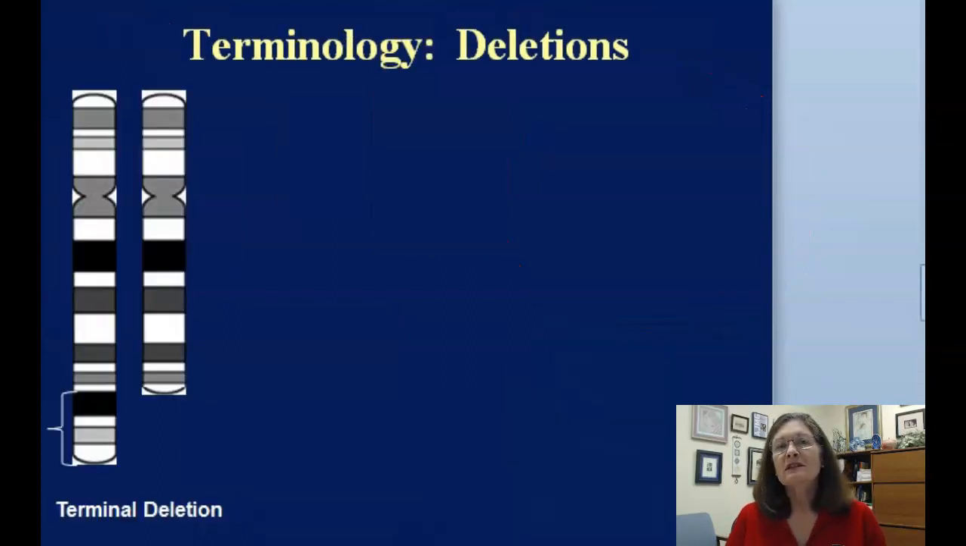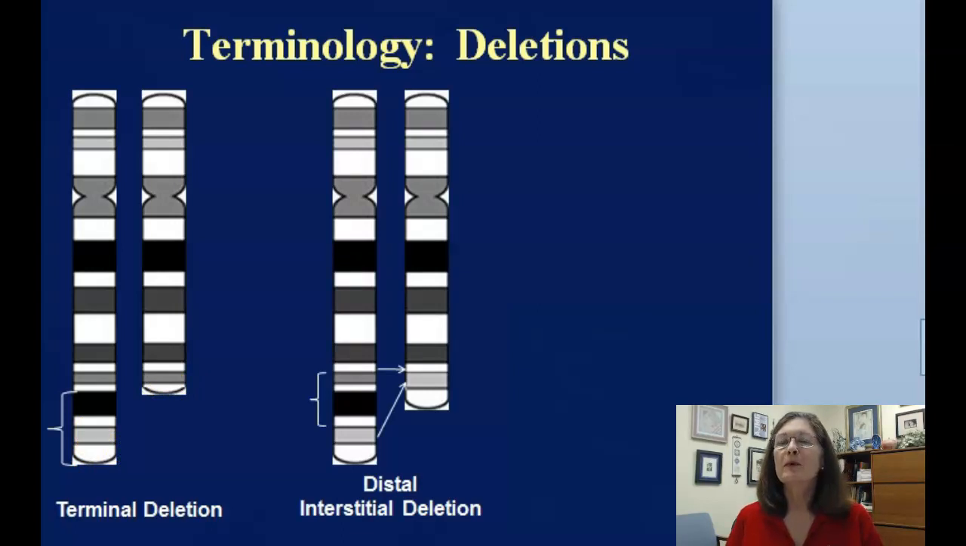So just to explain some of the terminology that you see when people talk about chromosome rearrangements and deletions. There are people who have terminal deletions. So here's an image showing a terminal deletion. One chromosome is normal and this chromosome has the very end of it missing, and that's called a terminal deletion.